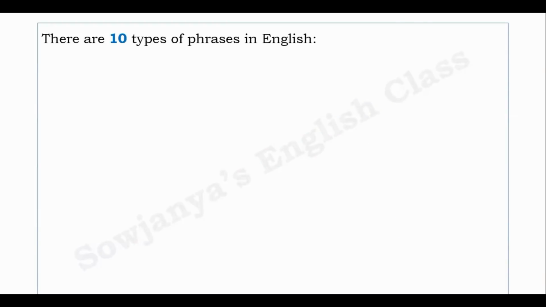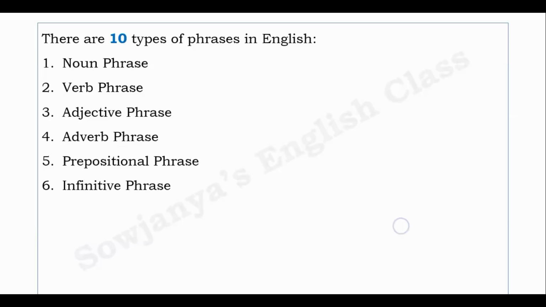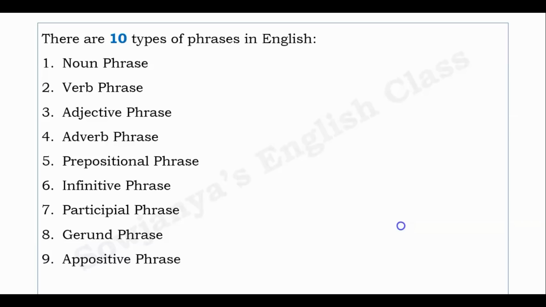There are 10 types of phrases in English. They are noun phrase, verb phrase, adjective phrase, adverb phrase, prepositional phrase, infinitive phrase, participial phrase, gerund phrase, appositive phrase, and absolute phrase. Okay? And let us learn about noun phrase first.